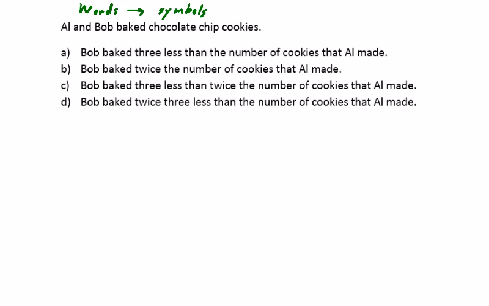So we need to introduce what's called the unknown. So X could represent any number. We don't know how many Al has made. So we will use the letter X to represent the cookies by Al. We could have just as easily used the letter A for Al, but we'll stick with X in this case. We now need a symbol for the cookies made by Bob, so let's use Y.